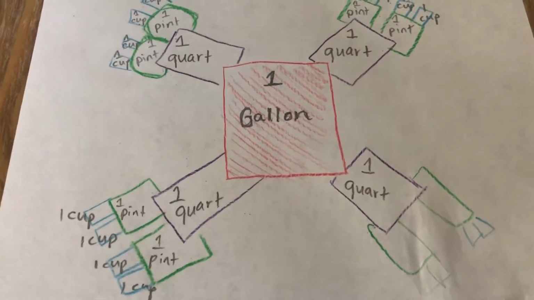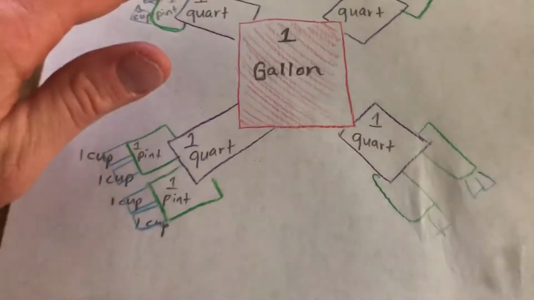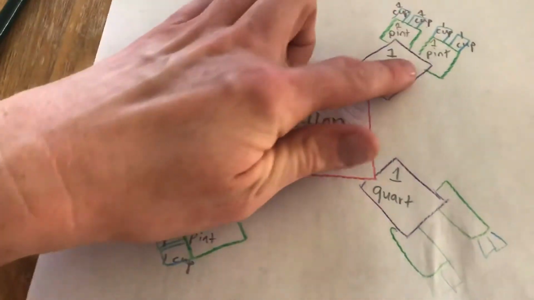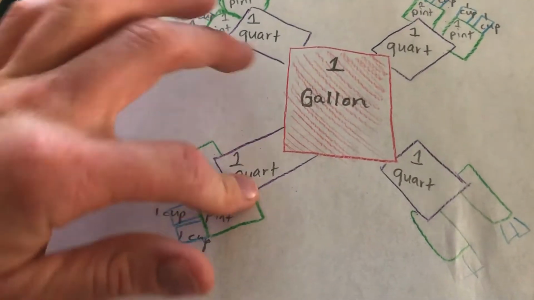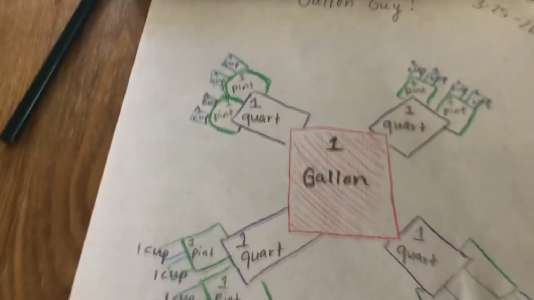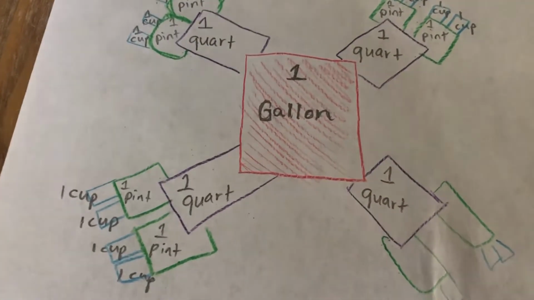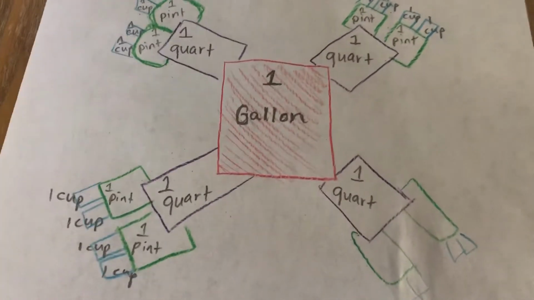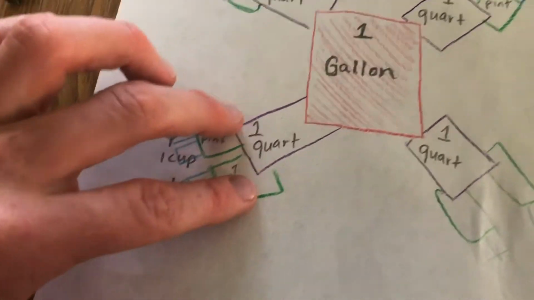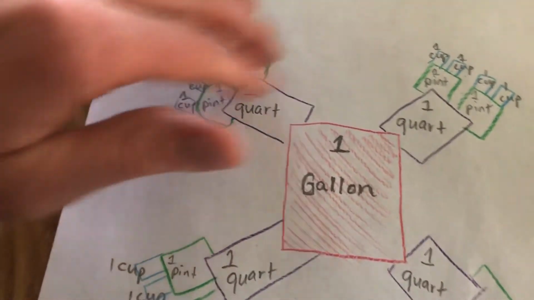Okay, then do you remember how many quarts were in a gallon? There were 4. So put quart here, quart here, quart here, quart here. So that shows us that there are 4 total quarts in a gallon. Do you remember how many pints were in a quart? 2. So for each quart, we put 2 pints with it.